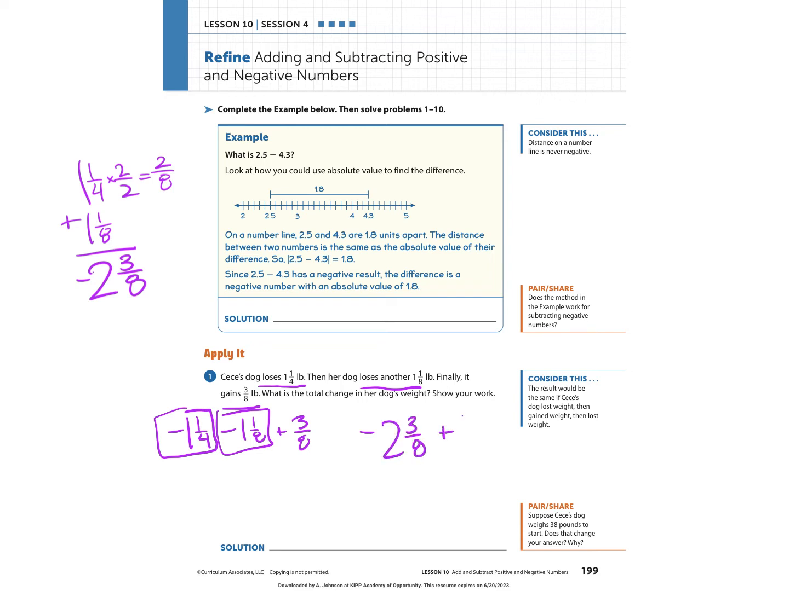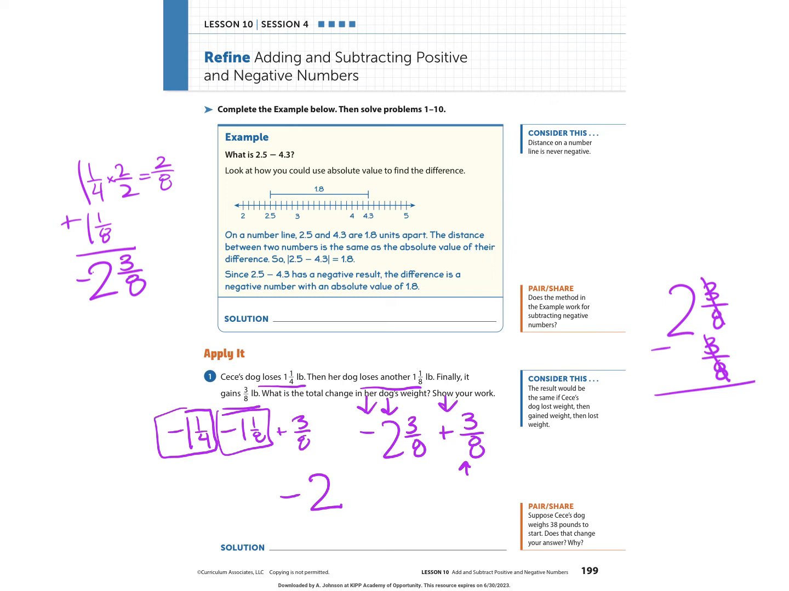And then I have this positive 3/8. Since these are opposites, right? I have one negative sign, one positive sign. I'm going to subtract these. So larger number goes on top, 2 3/8 minus 3/8. So that's nice. The fractions cancel each other out, so I'm left with 2. Now, is it positive 2 or negative 2? I had 2 negatives, and I only had 3/8 positives, so I had way more negatives. So the overall change is negative 2 pounds.